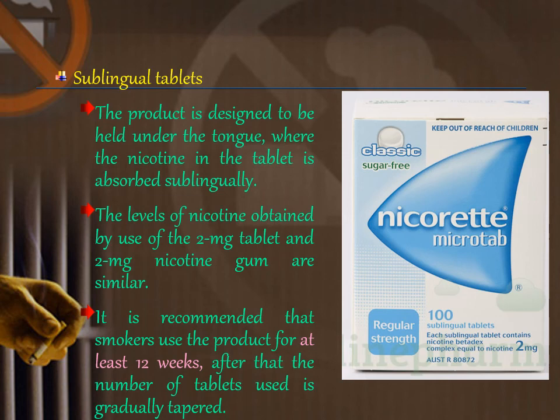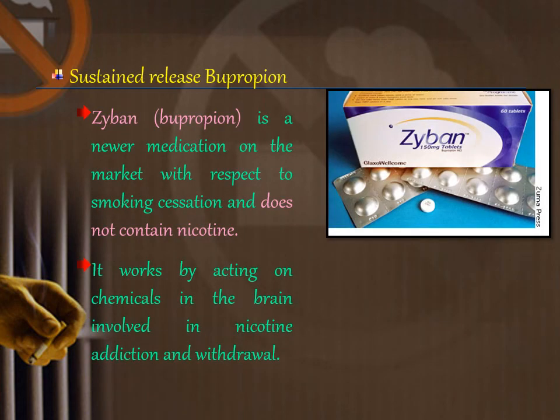Then sublingual tablets. The product is designed to be held under the tongue, where the nicotine in the tablet is absorbed sublingually. The level of nicotine obtained from 2 milligram tablets and 2 milligram nicotine gum is similar. It is recommended to use the product for at least 12 weeks. After that, the number of tablets used is gradually tapered.